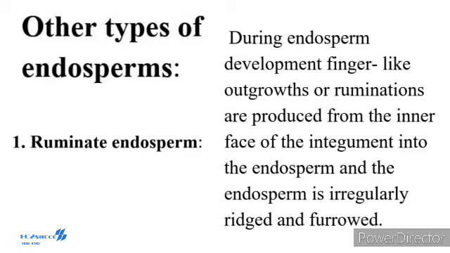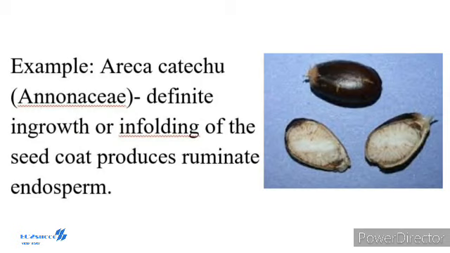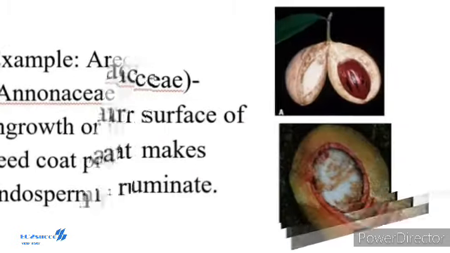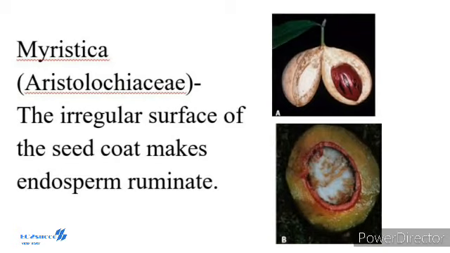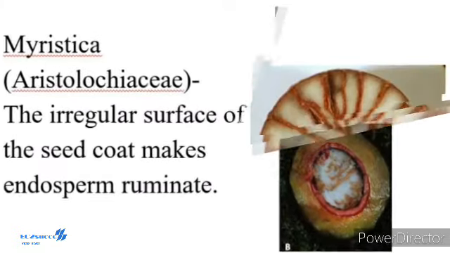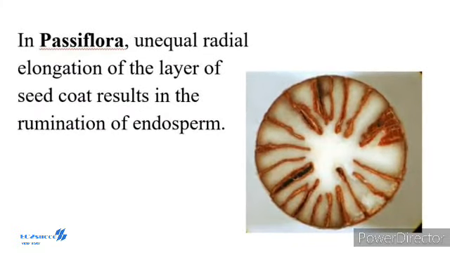During endosperm development, finger-like outgrowths or ruminations are produced from the inner face of the integument into the endosperm, and the endosperm is irregularly rigid and furrowed. Example, Areca catechu in the Arecaceae family. Definite ingrowth or infolding of the seed coat produces ruminate endosperm. Second example, Myristica, Myristicaceae family. The irregular surface of the seed coat makes the endosperm ruminate. In Passiflora, the unequal radial elongation of the layer of seed coat results in the rumination of endosperm.